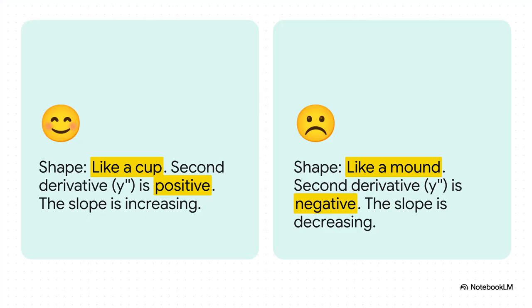So let's break it down. There are two types of concavity. First, when the second derivative is positive, we say the curve is concave up. You can think of it like this. Its slope is always increasing. And if you drew tangent lines, they'd all sit right below the curve. On the flip side, when the second derivative is negative, the curve is concave down. Now, its slope is decreasing, and those tangent lines, they sit right on top of the curve.